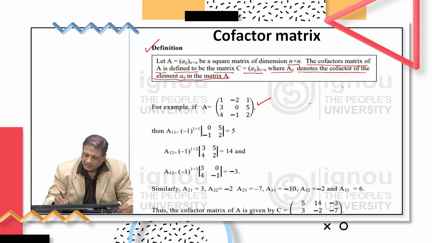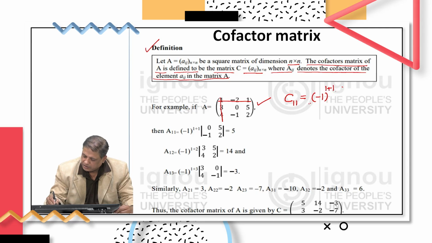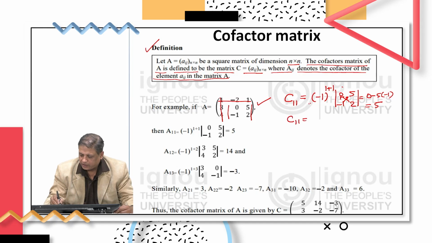In this example, the matrix A is given over here: 1, minus 2, 1, 3, 0, 5 and 4, minus 1, 2. So the cofactor C11, first row, first column. That means minus 1 to the power 1 plus 1, that is i plus j, and the remaining determinant is this: 0, 5, minus 1, 2. Now if we calculate this into this minus this into this, that is 0 minus 5 into minus 1, that is equal to 5. So cofactor C11 is 5.